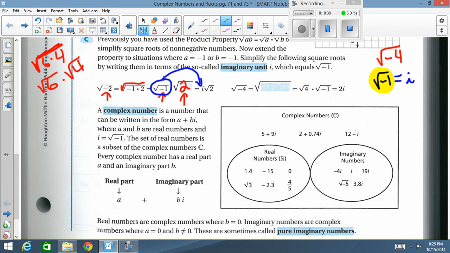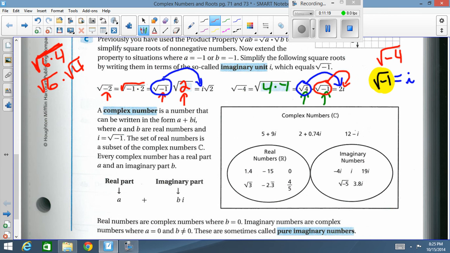Look at the second little example here. The square root of negative 4 is the same thing as the square root of negative 1 times 4. Let me just rewrite it to stay consistent with the order they do it here. Let's call it the square root of 4 times negative 1, which I can then split up and write as the square root of 4 times the square root of negative 1. The square root of 4 I know is 2. The square root of negative 1 I now know I can write as i.